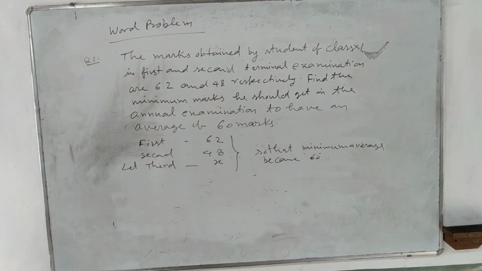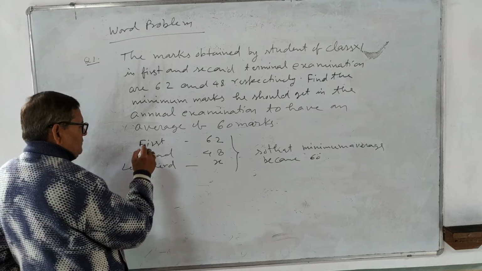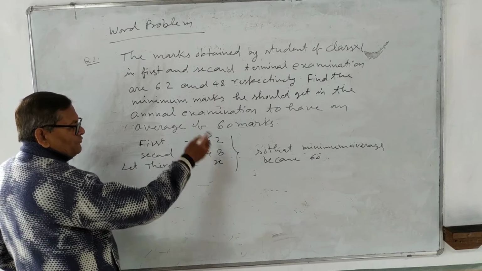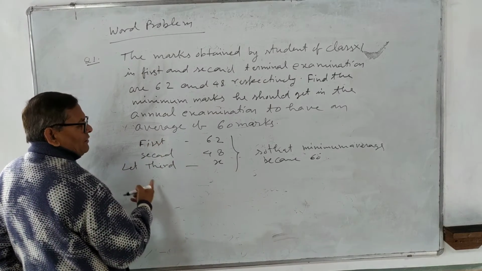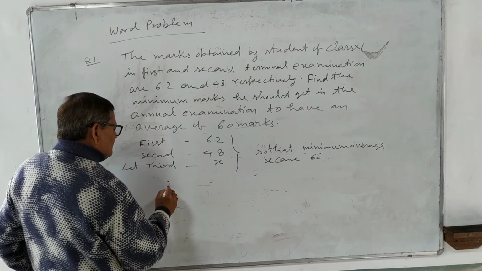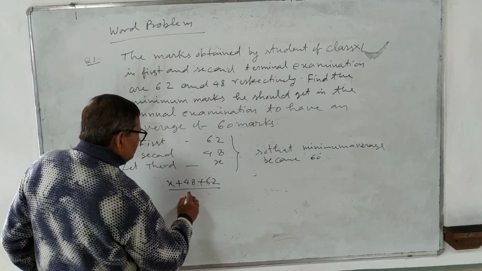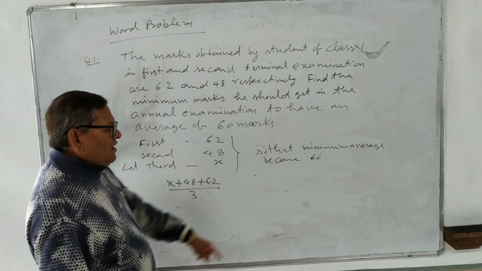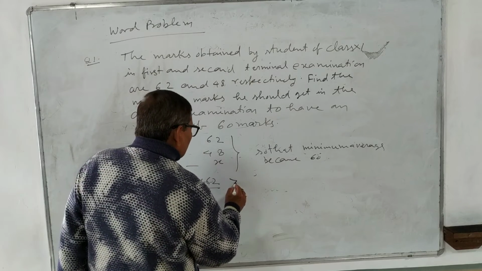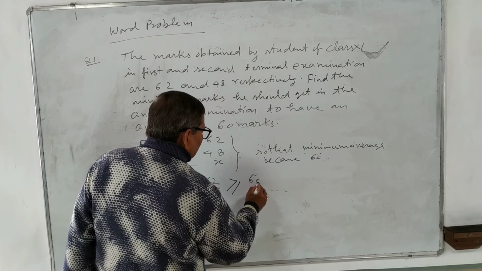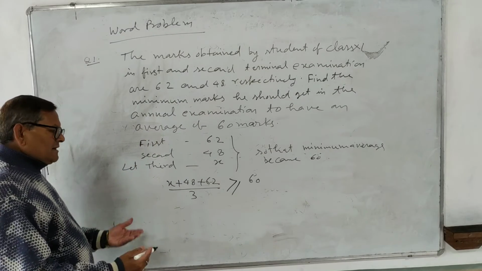So in this case, you find the average marks of all three examinations, two terminal examinations and the annual examination. There are three examinations. The average of all this is (x + 48 + 62)/3. This is the average, and your average should be at least 60 marks. So this is greater than or equal to 60. At least 60 means it may be equal to 60, it may be greater than 60.